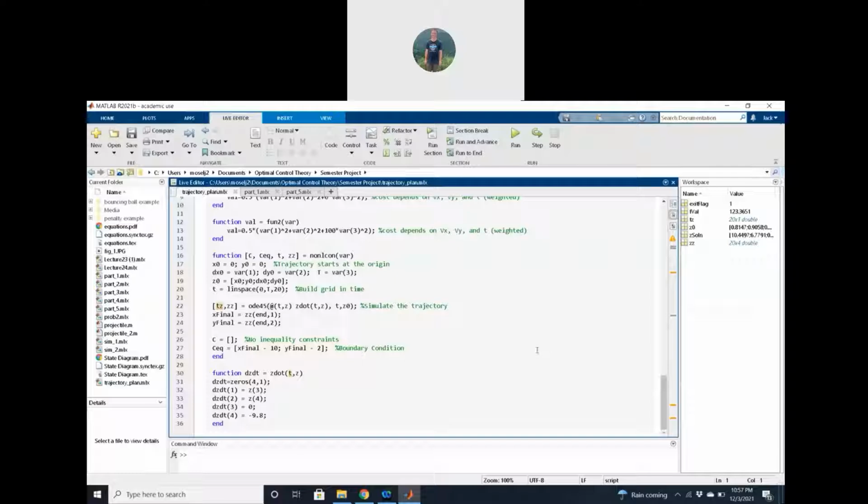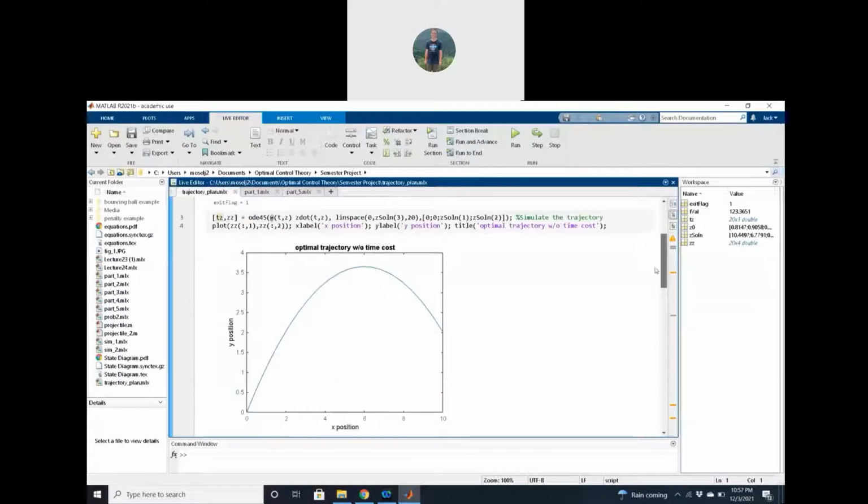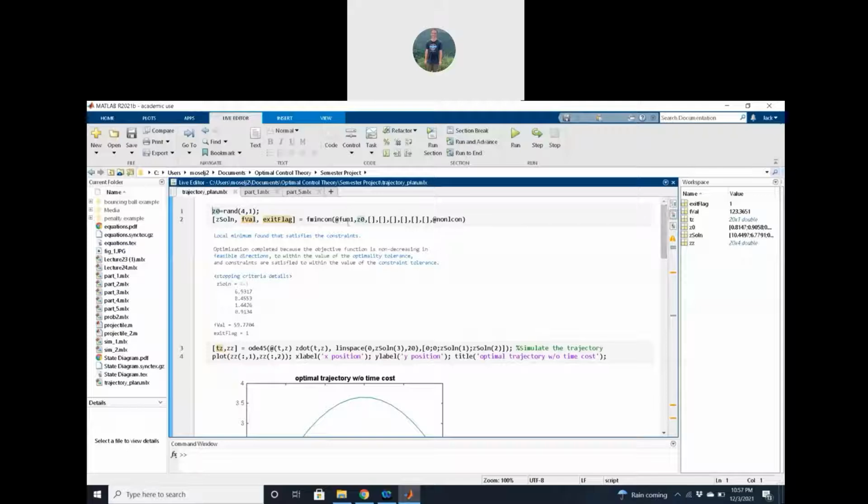Finally, I'll talk about the projectile dynamics briefly. So x depends on the x velocity, which is this one. Y depends on the y velocity, which is the fourth state. The acceleration in x is 0, and the acceleration in y is just gravity. And then we can solve the problem in Matlab with the command fmincon.